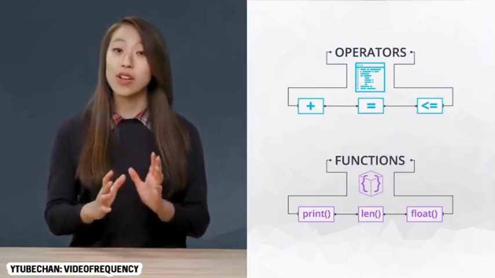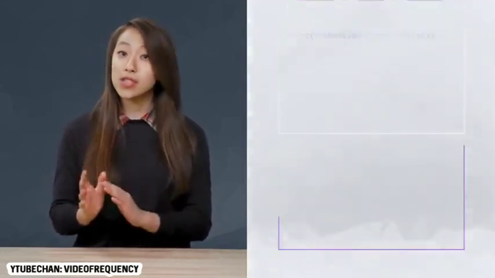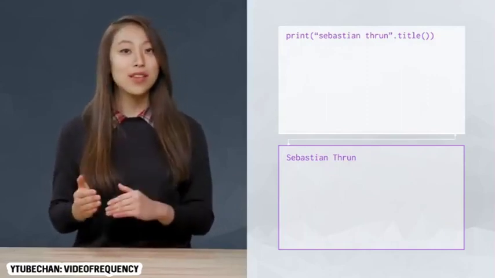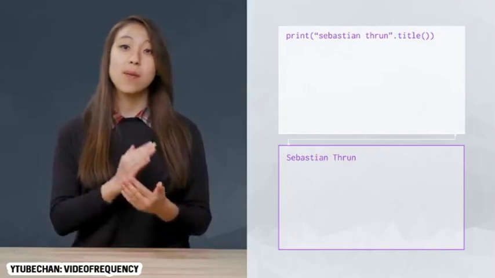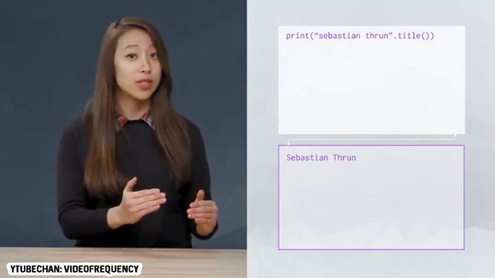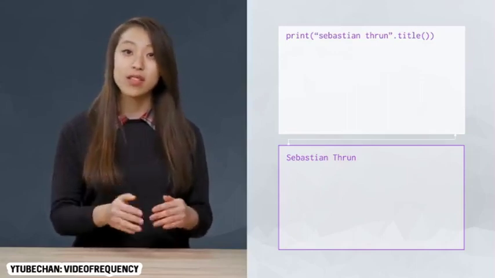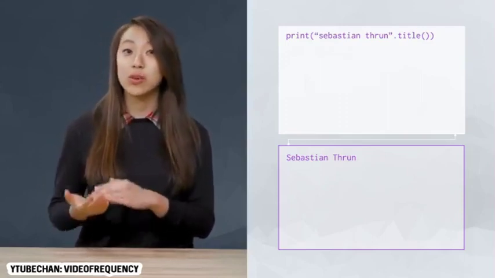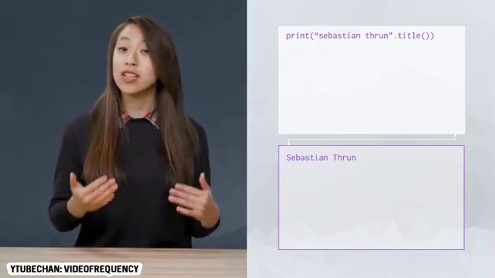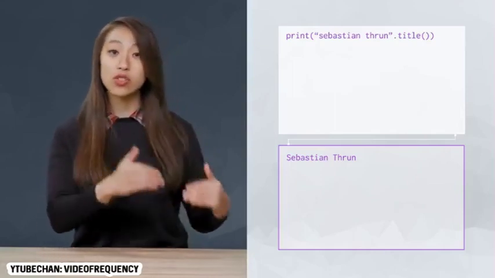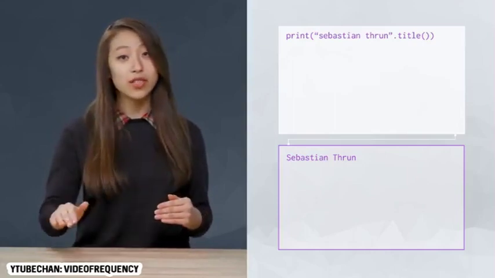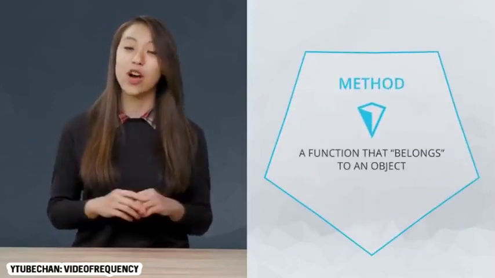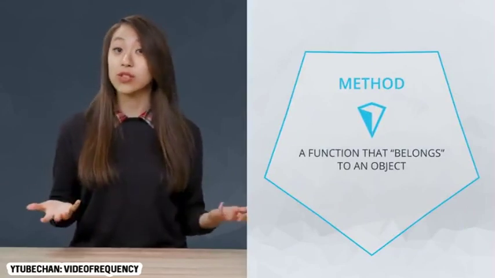There is a third technique for operating on values: methods. The best way to learn about methods is with an example. Consider this title method. Methods are related to functions, but unlike functions, methods are associated with specific types of objects. That is, there are different methods depending on the type of data you're working with. In this example, the object is a string with the value Sebastian Thrun, and we are calling its title method. The method returns a string in title case, meaning the first letter of each word is capitalized. So methods are functions that belong to an object. An object, for example, being a string.